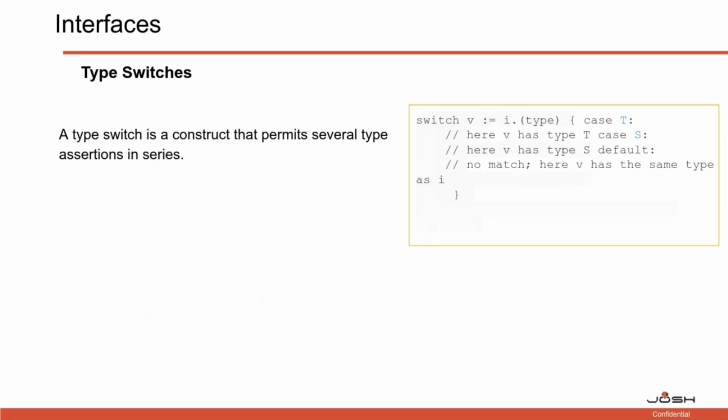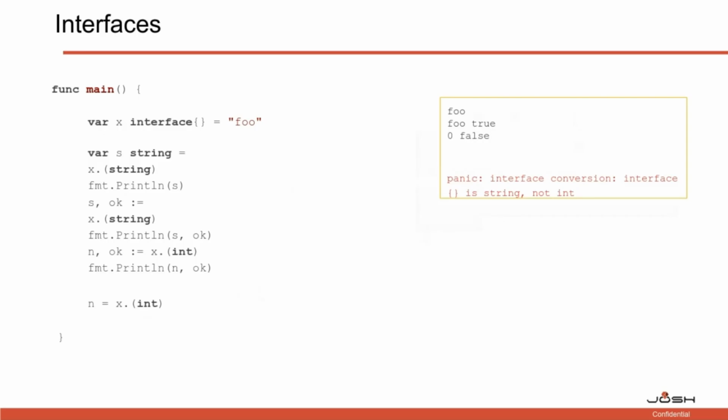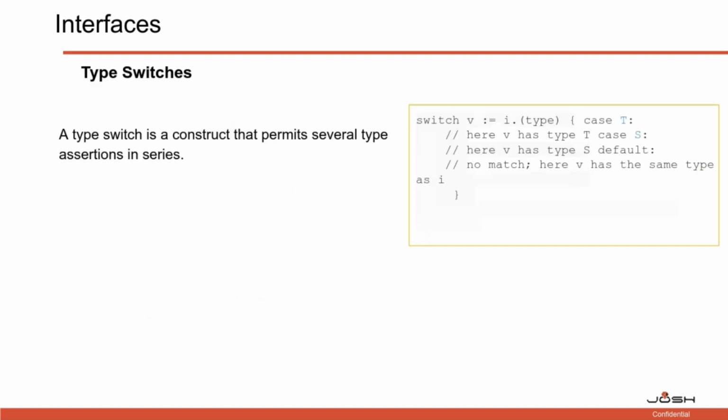So one of the last topics in the interface. In the earlier piece of code, we actually asserted the type. We said that if it's a string or int, we were trying to get out the actual concrete type. But as I mentioned, there are situations where we can receive any value. We don't know if it's a string, integer, or something else. So in that case, we can use switch cases.